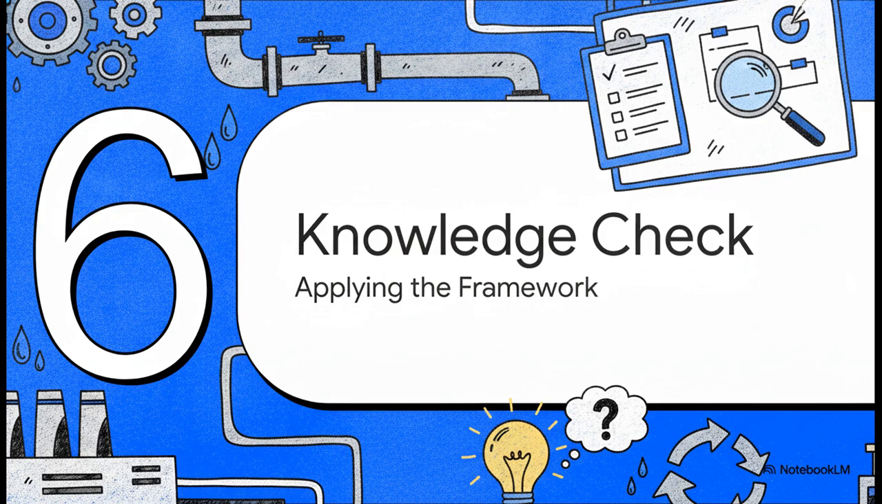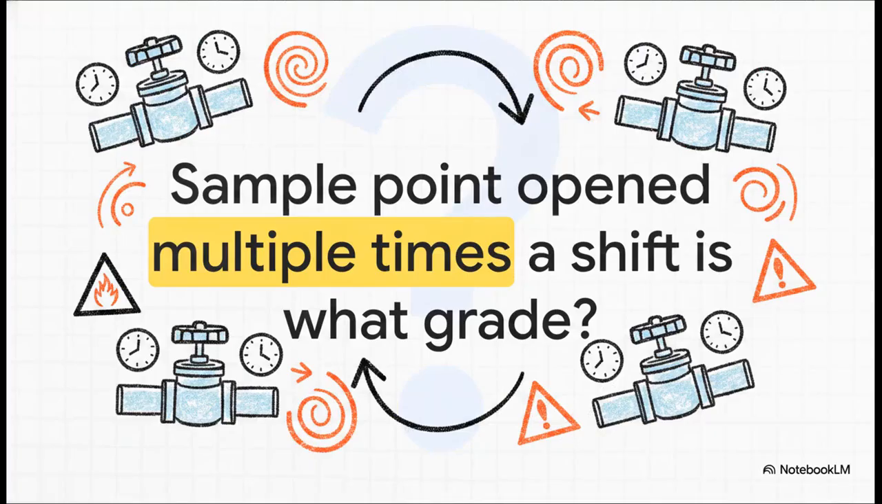All right, Section 6, Knowledge Check, Applying the Framework. Let's put your brand new investigative skills to the test with a really quick pop quiz on plant operations. Let's see if you can apply what we just covered. Here's the scenario. A process sample point is opened by an operator 3 times per shift. What release grade is this? Think about the frequency and think about the intention here. An operator is opening this point multiple times a shift as part of their normal, everyday routine duties.